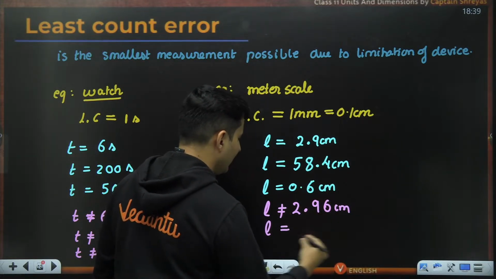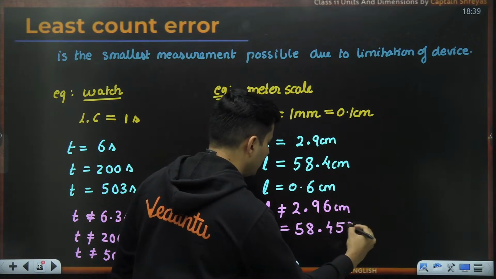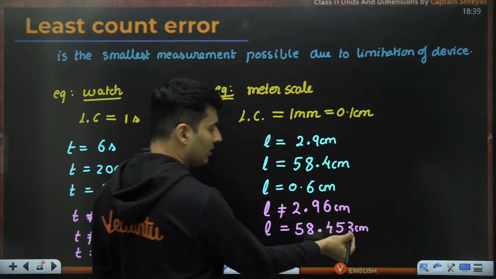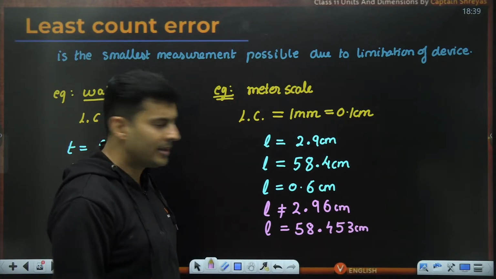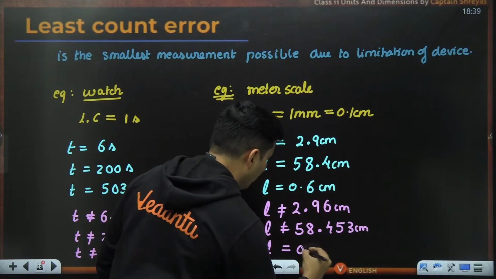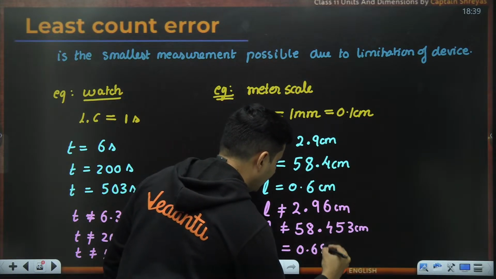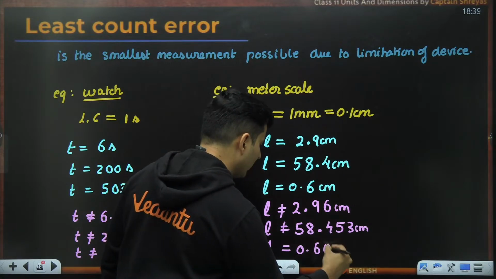The length is for example 58.453 centimeters. How did you go till the third decimal when the allowed decimal is only 0.1 in centimeters? What about this? Length is 0.6810. This is also not correct. Even writing this is not right, guys.